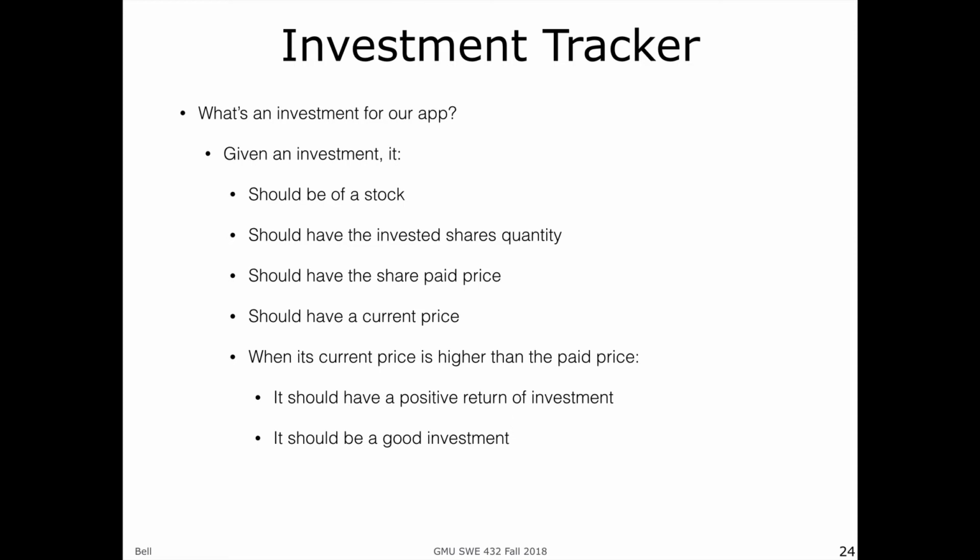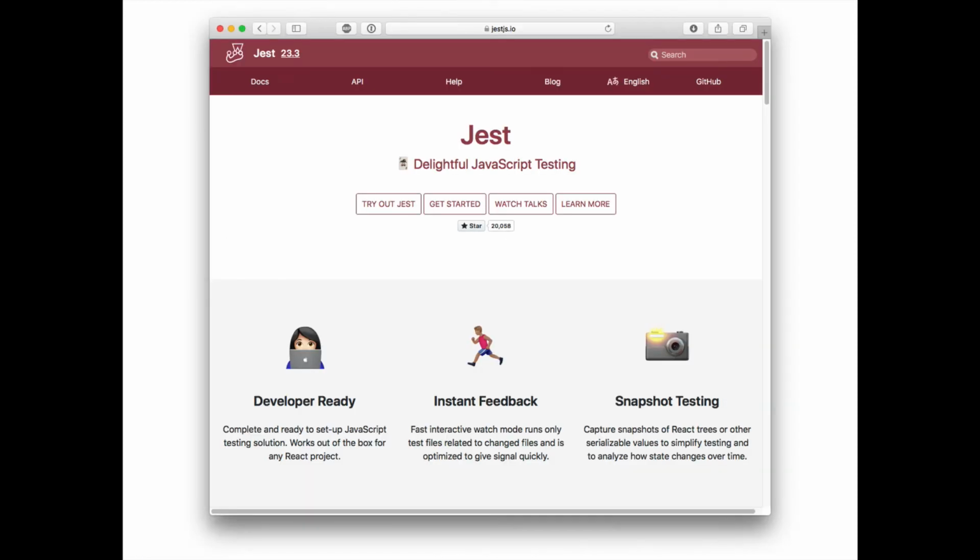Lastly, when its current price is higher than the paid price, the investment should have a positive return on investment. So I guess that means we're probably going to show it as green. And it should be a good investment. So if we want to take this kind of specification and convert it into actual tests, we can use a framework like Jest.